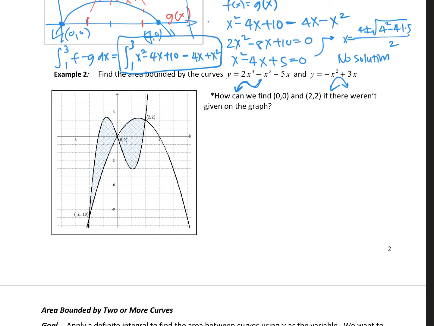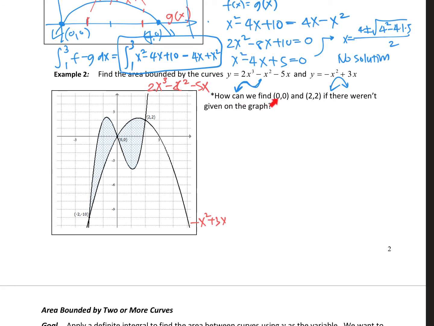So let me label that. 2x cubed minus x squared minus 5x. And then this one is negative x squared plus 3x, right? Here I have to be super careful. From negative 2 to 0, the cubic function is on the top. However, from 0 to 2, the square function is on the top, right? So we need to split our integral. It has to be top minus bottom.